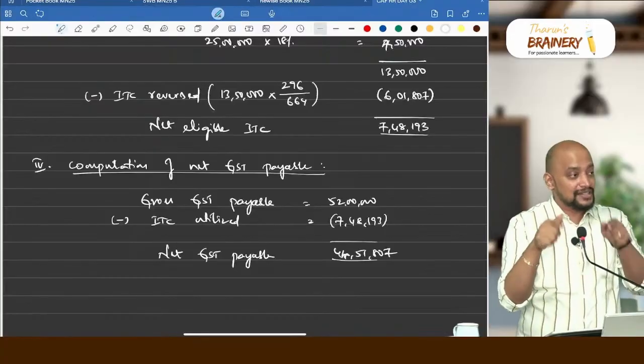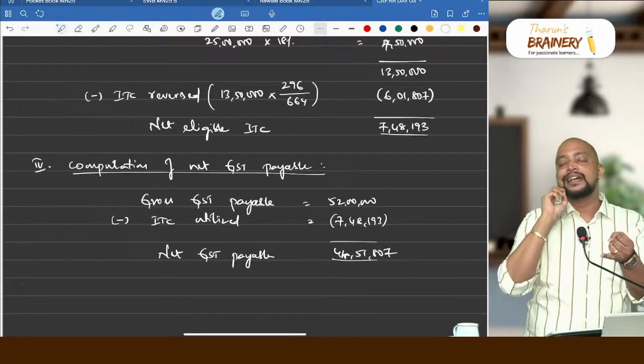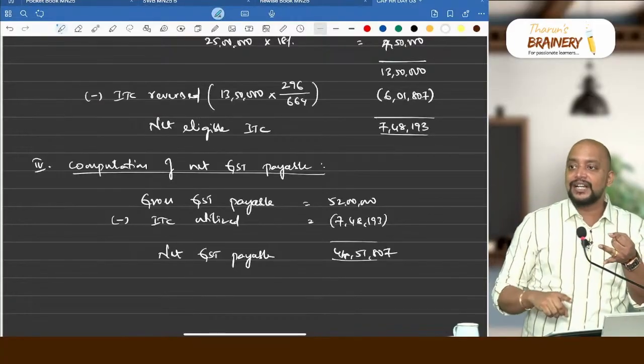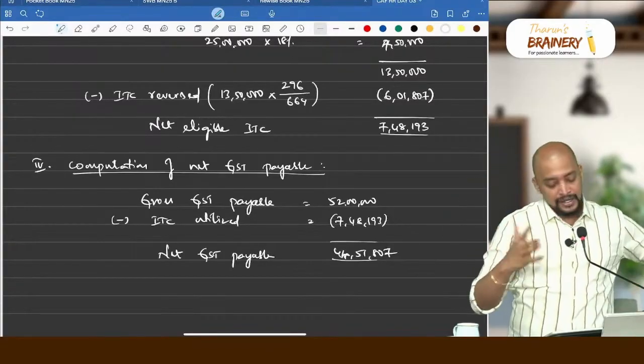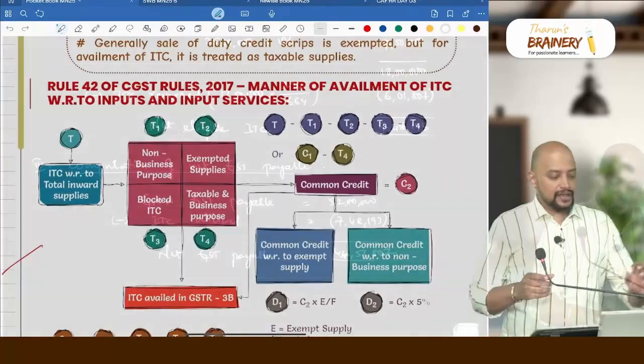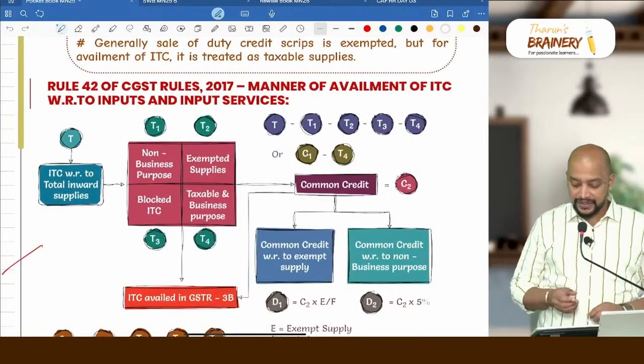So this type of question can be asked, because it has the meaning of exempted, reversal of ITC, even one circular also related to old indirect taxes. Okay, so they can test a question like this. Okay, we'll continue with the discussion.